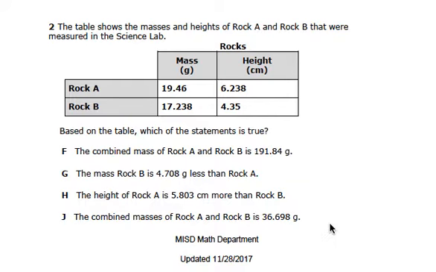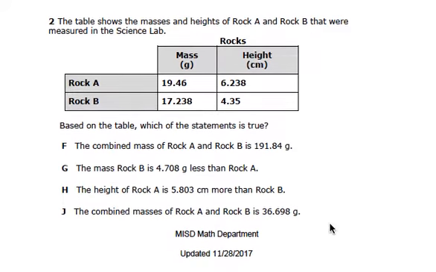Number 2. The table shows the masses and heights of rock A and rock B that were measured in the science lab. Based on the table, which of the statements is true? F. The combined mass of rock A and rock B is 191 and 84 hundredths grams. G. The mass of rock B is 4 and 708 thousandths grams less than rock A. H. The height of rock A is 5 and 803 thousandths centimeters more than rock B. J. The combined masses of rock A and rock B is 36 and 698 thousandths grams.